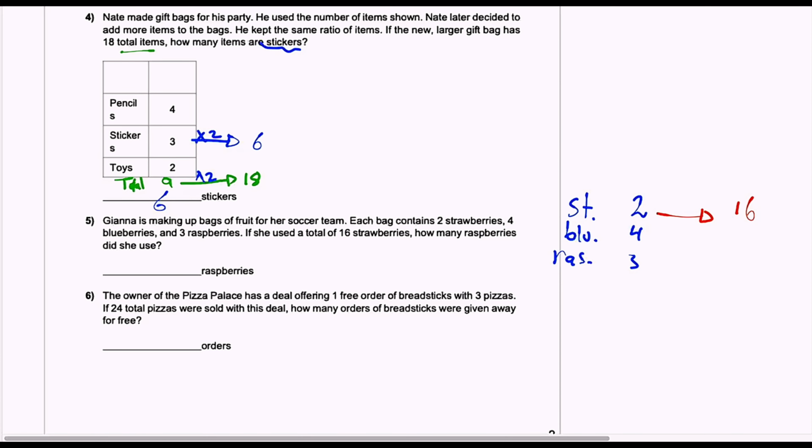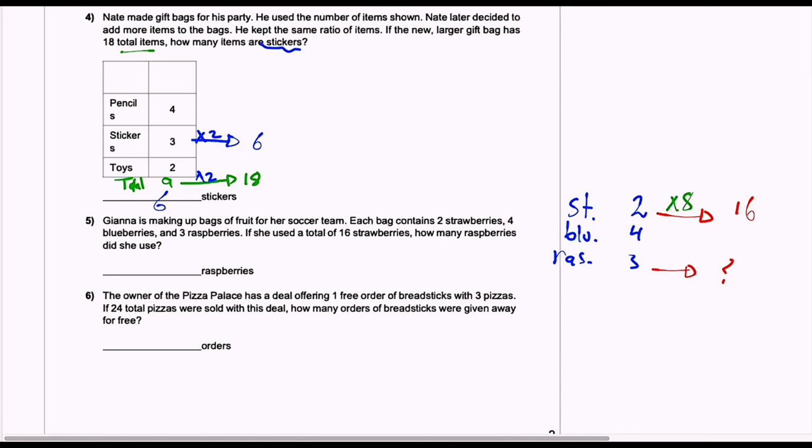How many raspberries did she use? Then I have to go to the raspberries and ask myself, the number of raspberries will be changed to what? Then I have to go back to the completed ratio given here, which is 2 and 16. I need to multiply 2 by what to be 16? 2 times what? Yes, times 8.